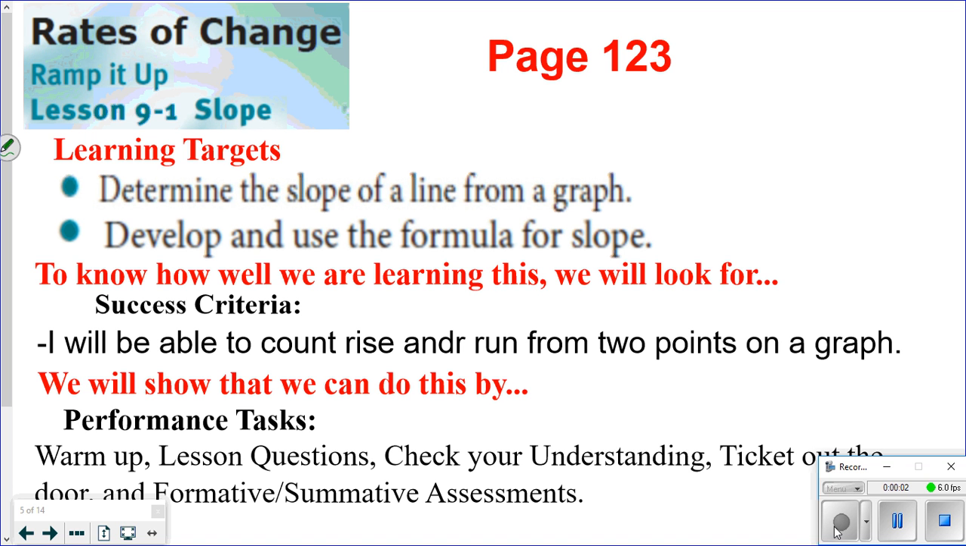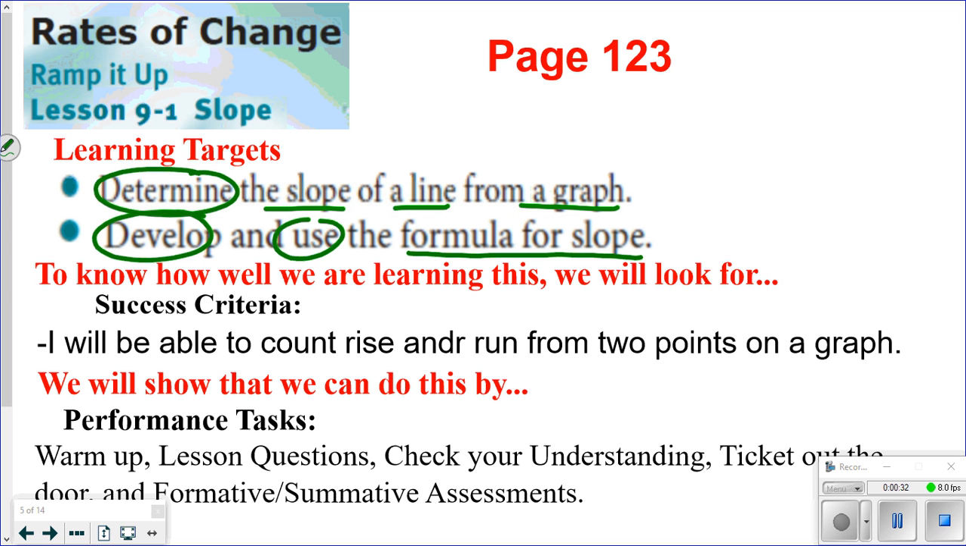Hey everyone, go ahead and open your books to page 123. We are starting a new activity called Rates of Change, and then we're going to start in lesson 9.1. I'm talking about slope, or ramping it up. So we have two learning targets. The first one is to determine the slope of a line from a graph, which we're going to focus on a lot. And then the second one is to develop and use the formula for slope.